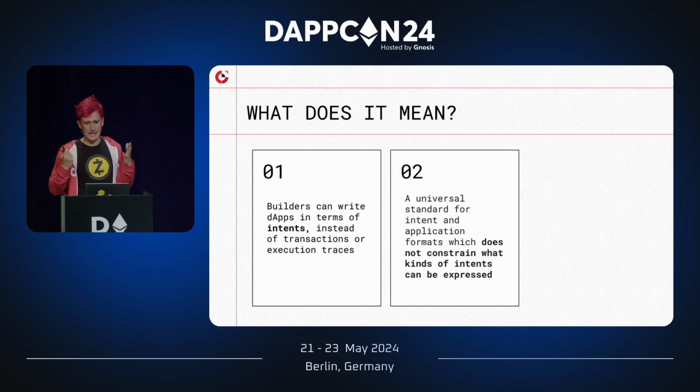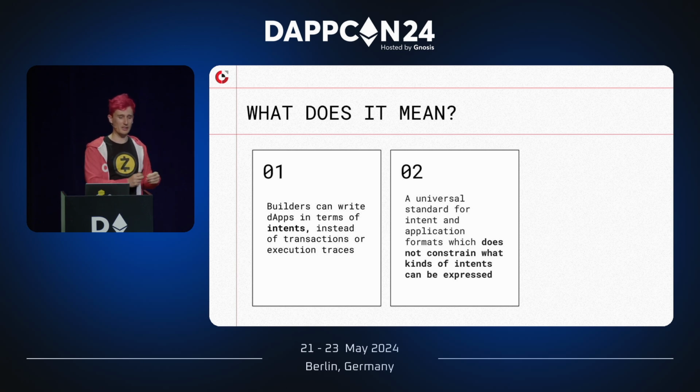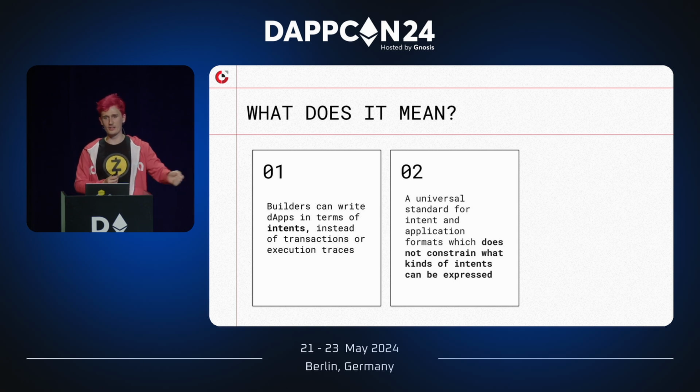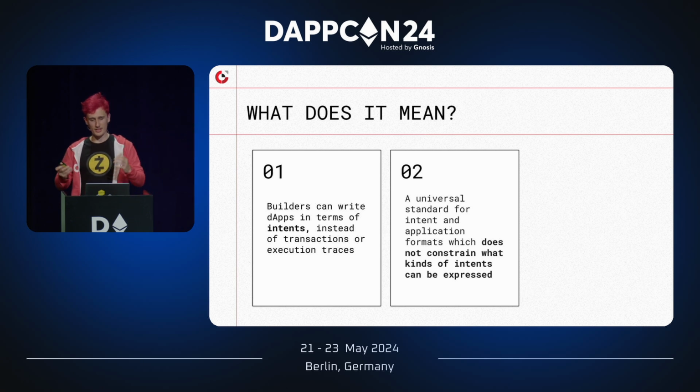It's just a universal standard for intents and application formats. It does not constrain what kind of specific intents you can express or build. If you want to represent Gitcoin with this, you can. If you want to make this about trading, you can. Order book exchanges are great examples of a specific application using intents, but the system itself is not constrained to just order book exchanges. It's generalized intents. Whatever you can express in code, you can express in this intent framework.